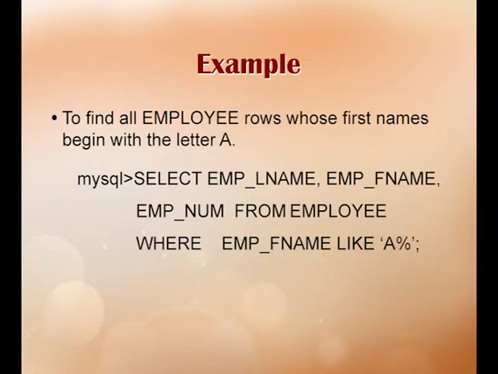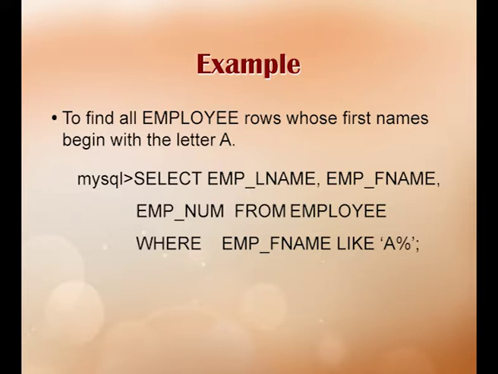Just see another example I had given, to find all employee rows whose first names begin with the letter A. Upon running this query, you will get all the employee names that start with the alphabet A. After that A, I do not know how many characters there are, so I have to place a percentage. Select employee last name, first name and employee number from the table employee where employee first name like 'A%'.